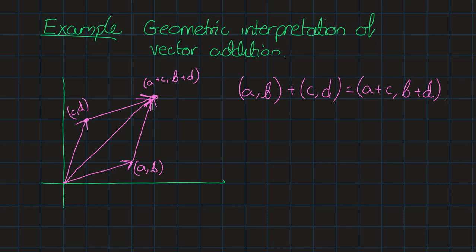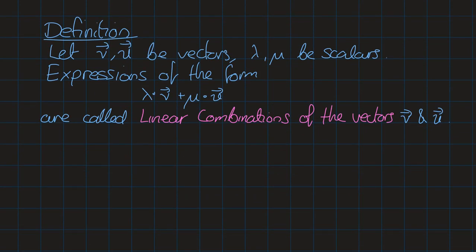So the last thing I want to talk about is the culmination of everything we've been talking about for vectors. If you have two vectors, v and u, and you have scalars lambda and mu, then I can do scalar multiplication and addition at the same time, right? I can do lambda times v plus mu times u. And this type of expression is called a linear combination of the vectors.